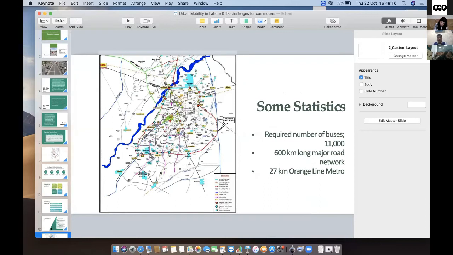This is the whole of Lahore, showing the picture. The required number of buses at the moment, if we look at the population, is 11,000, and there are only 600. With 600 kilometers of major roads, there are no footpaths, there are no bicycle lanes, with only two lanes and a BRT system. I think there is a lot to be done.